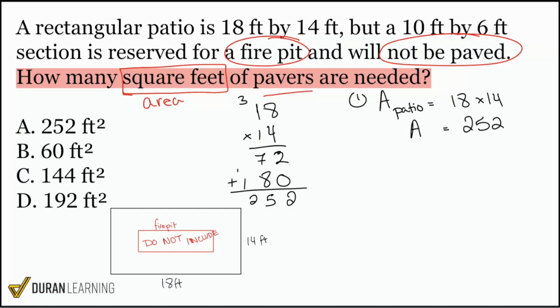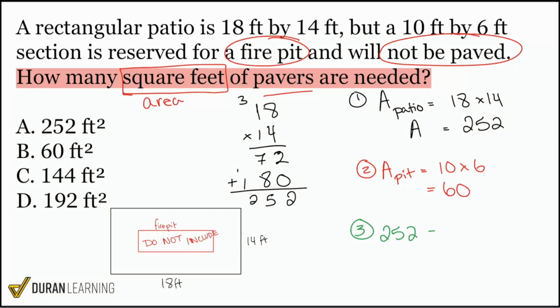That was step 1, so now we'll do step 2 and find the area of the fire pit. Once we have the area of the fire pit, we'll subtract it, because it's not supposed to be included. So the area of the pit is going to be 10 times 6, which is straightforward, just 60. And now the last thing we need to do is subtract. Don't get tricked. Yeah, we see 252 right there, but we are not done, because we wanted the difference of the areas, and that's step 3.